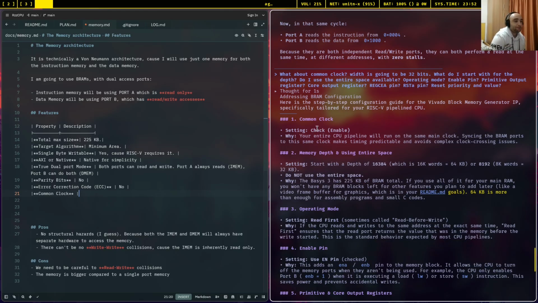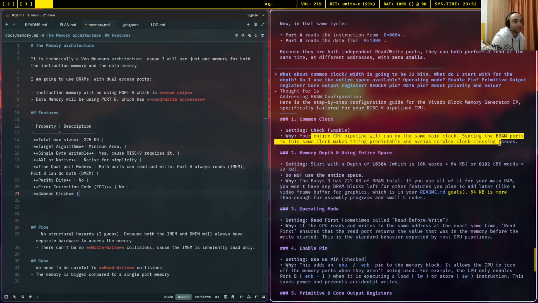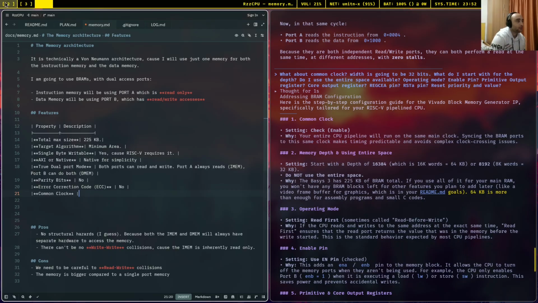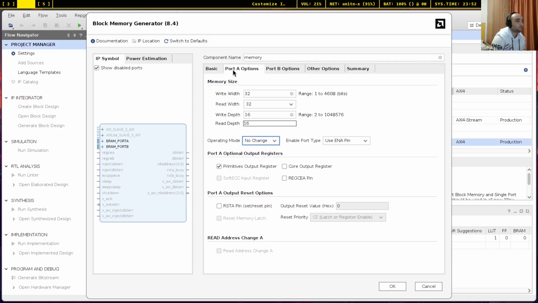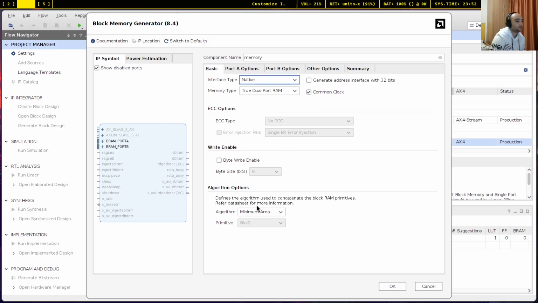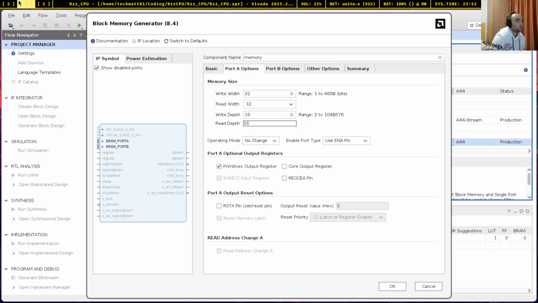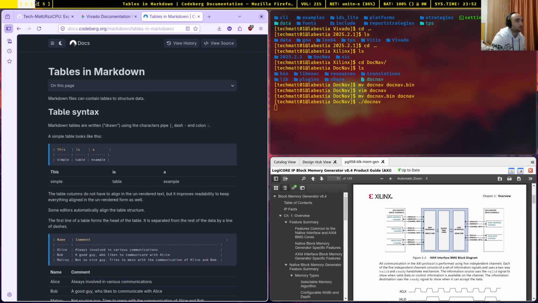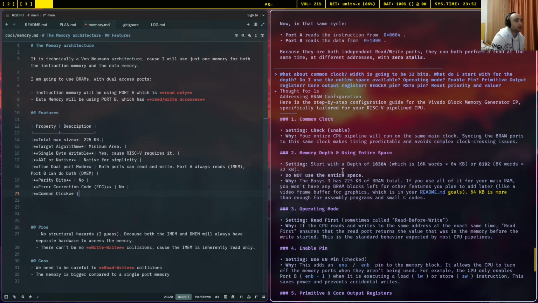Getting quite sleepy. So, common clock, yes. Yes, makes sense. Okay. Memory depth. Start with a depth of 16,384, 64 kilobytes. Or 8,192 words, 32 kilobytes. Do not use the entire space.